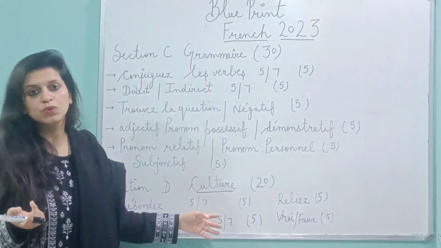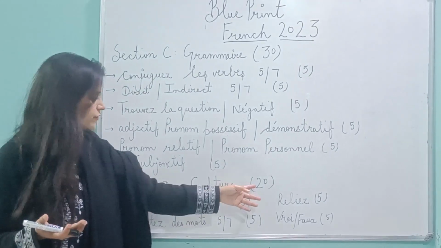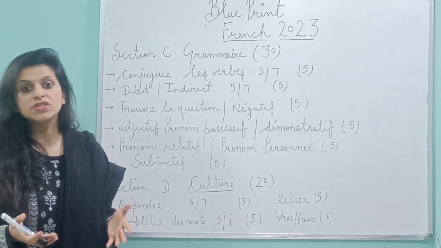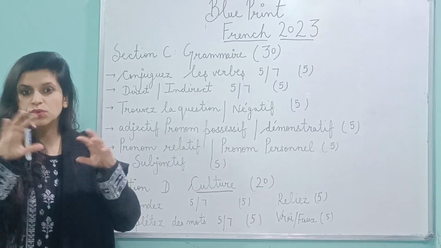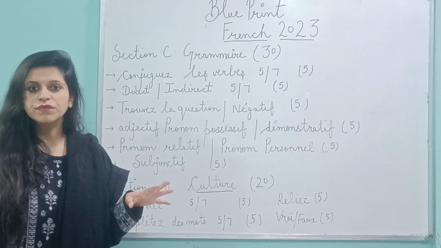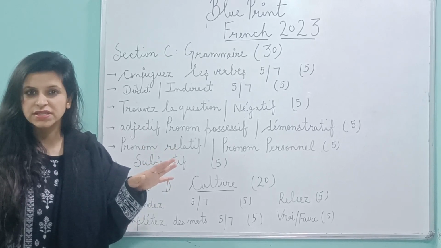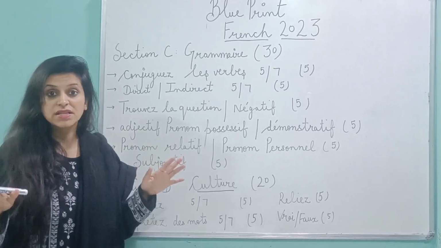Last section will be culture. Okay, the culture and civilization, which will be of 20 marks. Keep revising from Together with French. And after Together with French, once you complete all the lessons, there are also a few questions given after the lessons, which will be compléter les phrases, completing the sentences. So make sure that you practice that as well.